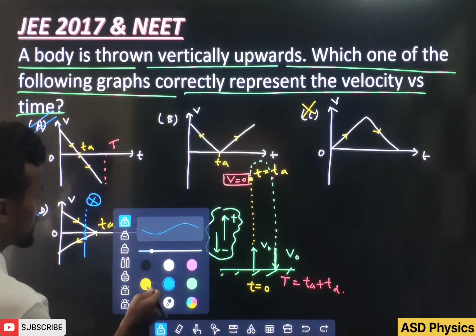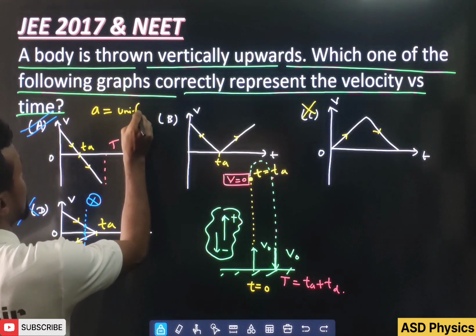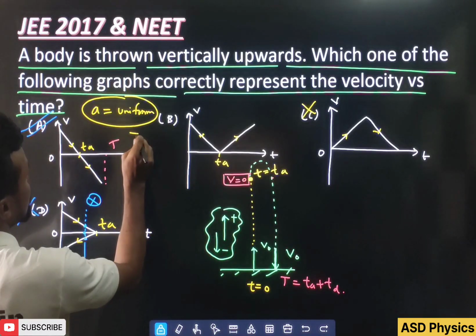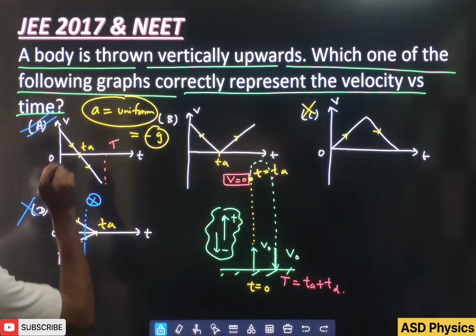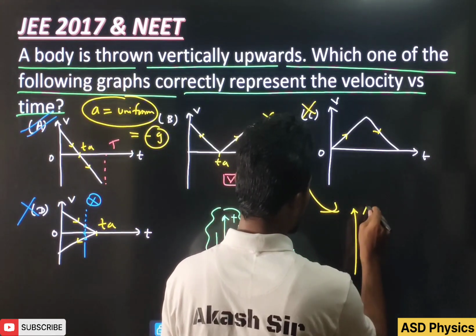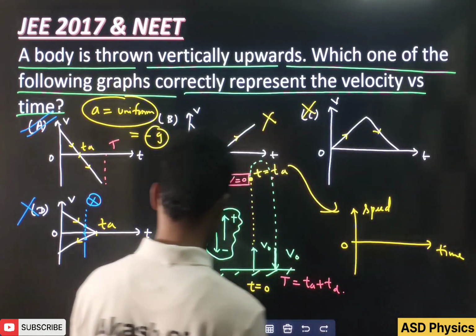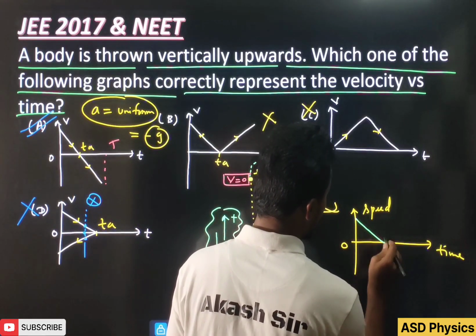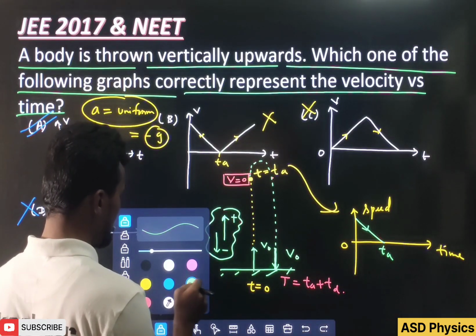And you can see very well, students, even acceleration is uniform, because an inclined straight line means uniform acceleration. According to this situation we can write a equal to minus g, because downward I have taken as negative. So the velocity time graph is this one. This graph, remember, is wrong, but if I talk about speed time graph, speed is which quantity? Scalar quantity. So from 0 to time of ascent, speed will decrease, it will become 0.